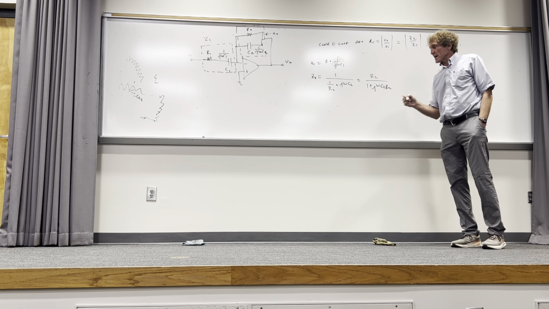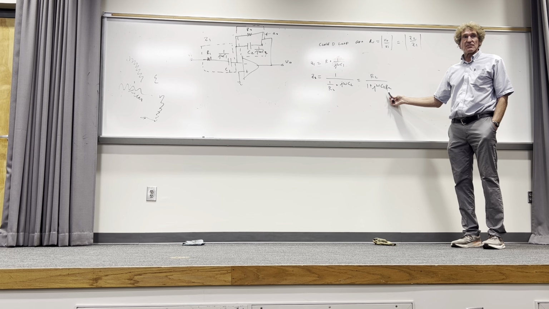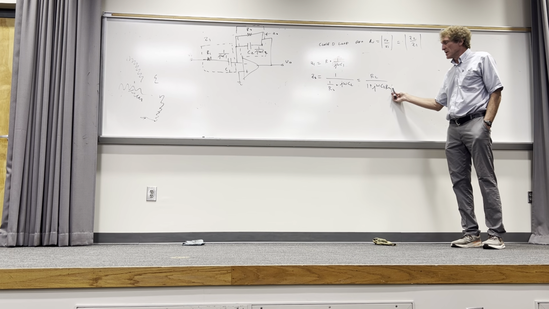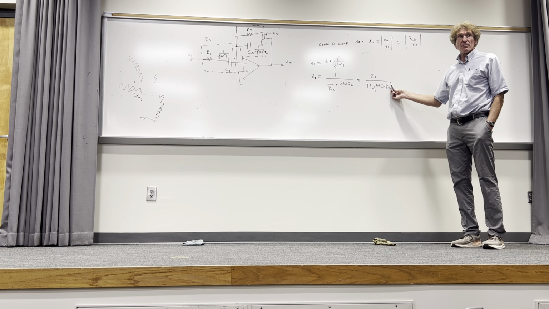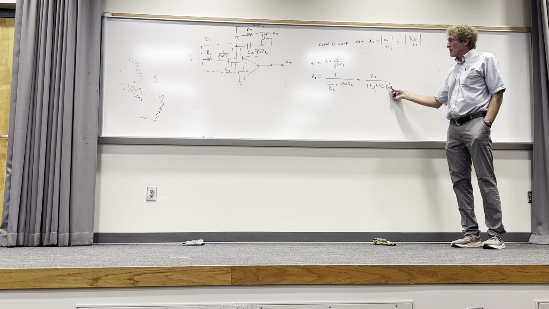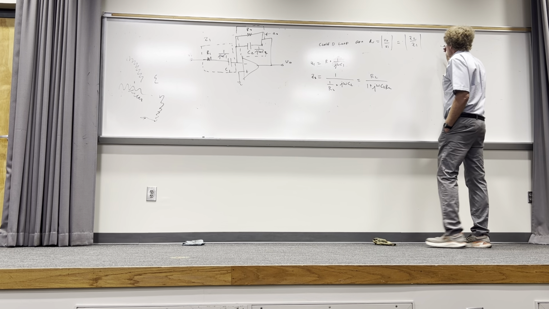And I want to do that because I want a 1 plus J something. That's what I want, so I can figure out where this term goes to 1. It's called the 3 dB point. Everybody with me on this one? Now, just put this in this equation. I think I have room here.